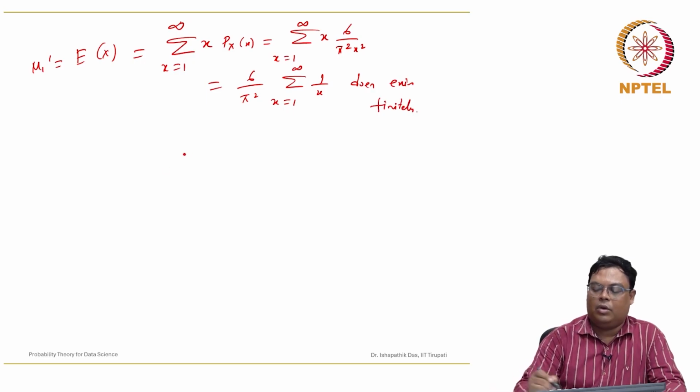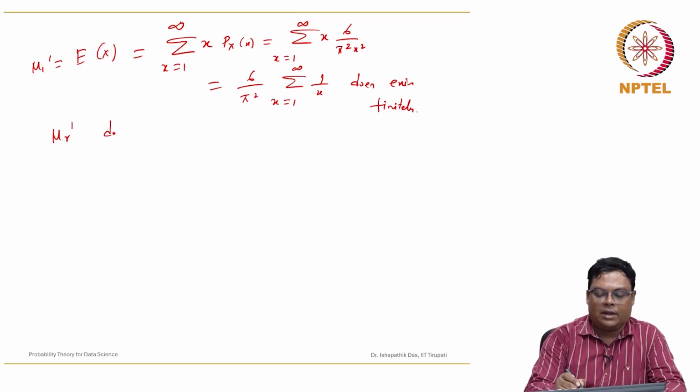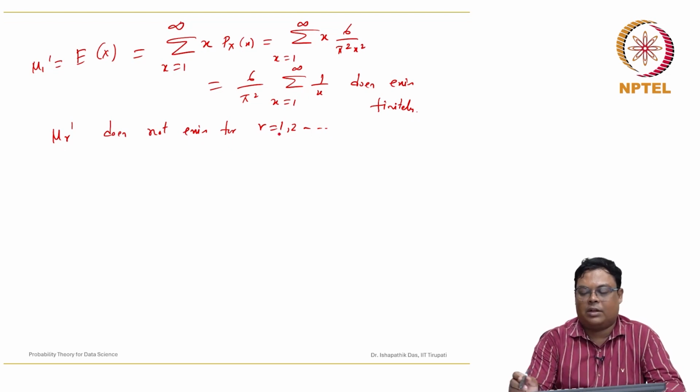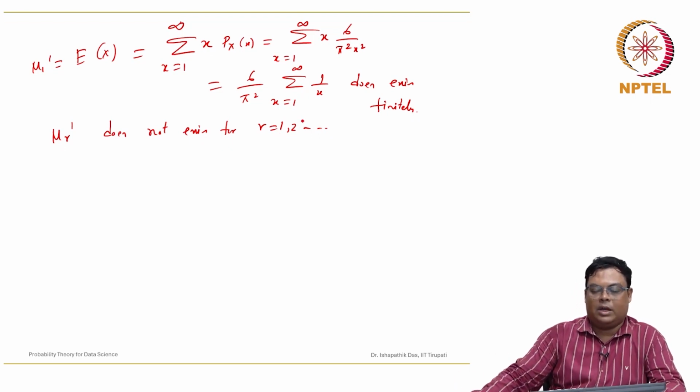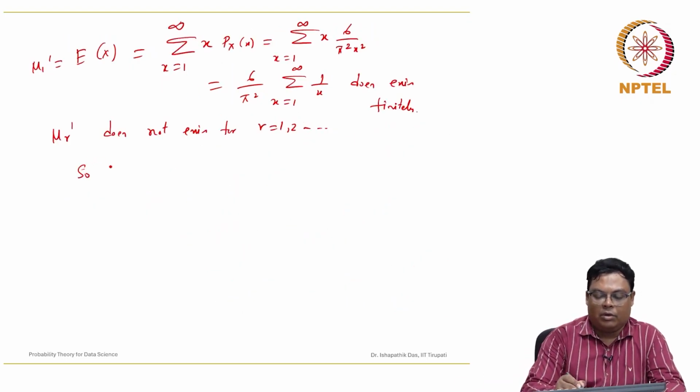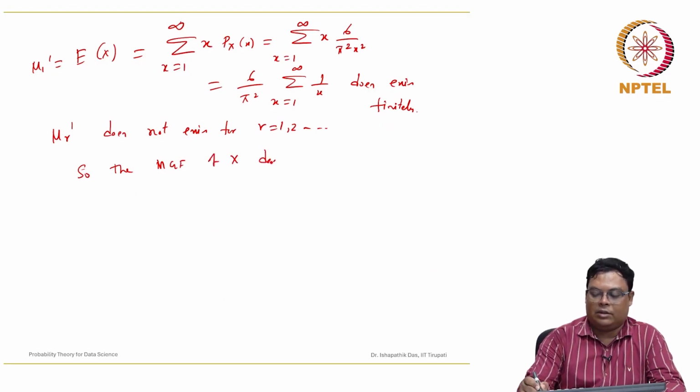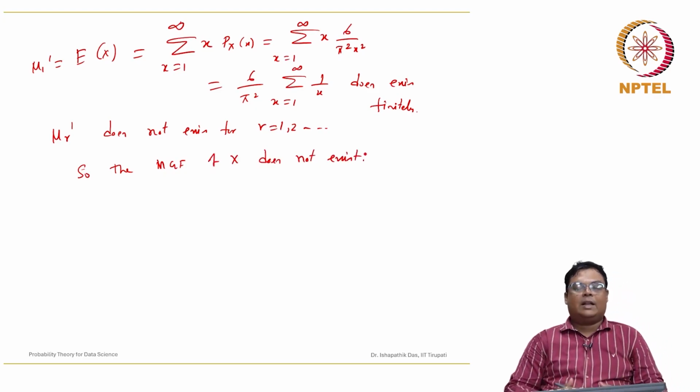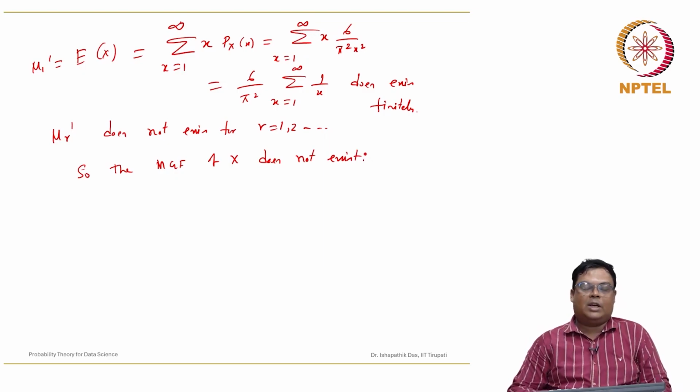So that is why mu1 dash does not exist, and in general mu r dash does not exist for any r equal to 1 onwards. None of the first order, second order, third order moments exist as a finite value. Hence the moment generating function of x does not exist. So that is one example where we do not have the moment generating function.